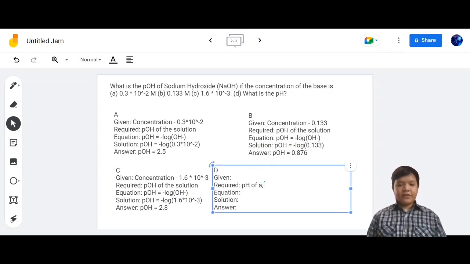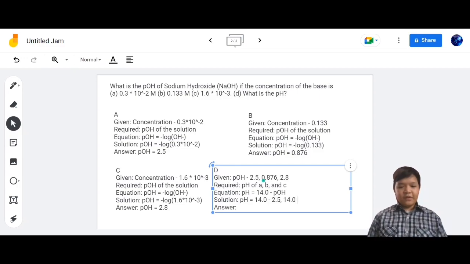Now for question D, we are required to get the pH of questions A, B, and C. And we are given the pOH, which is 2.5, 0.876, and 2.8. To get the pH from pOH, we'll simply subtract the pOH from 14. This gives us the solution that the pH is equal to 14.0 minus 2.5, 14.0 minus 0.876, and 14.0 minus 2.8. This gives us the answers that the pH is equal to 11.5, 13.1, and 11.2.